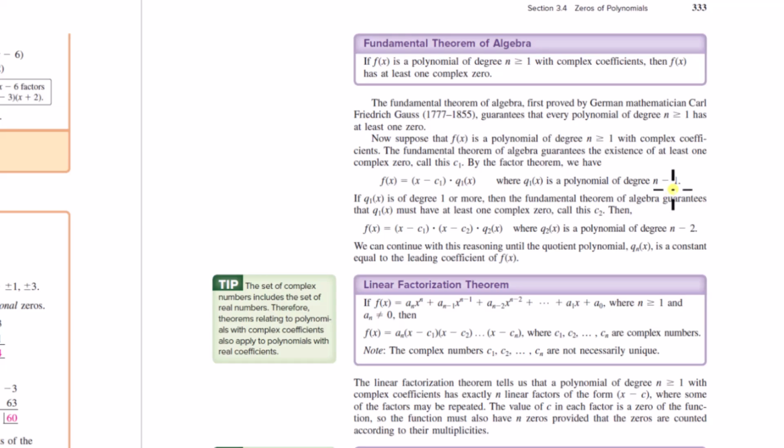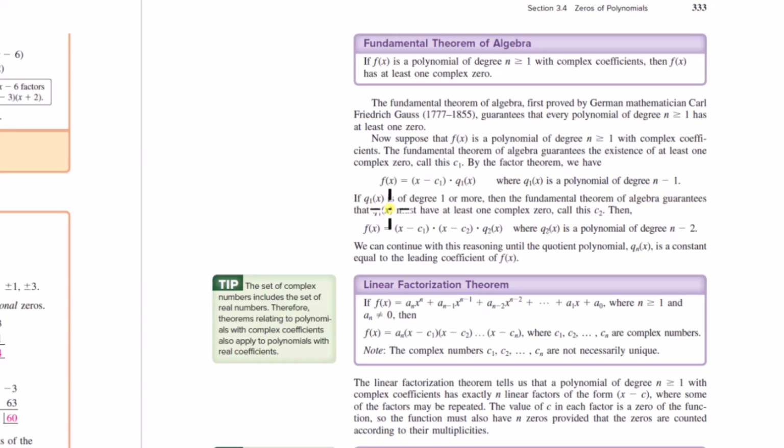Well, it's not always 1 degree less. You take the degree of the polynomial minus the degree of the divisor, and that's going to be the degree of the quotient. But since we're saying here that the divisor has degree 1, we know that the quotient is going to be degree n minus 1.